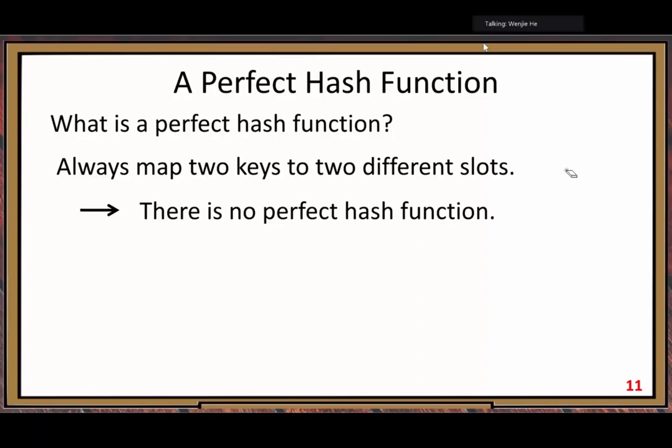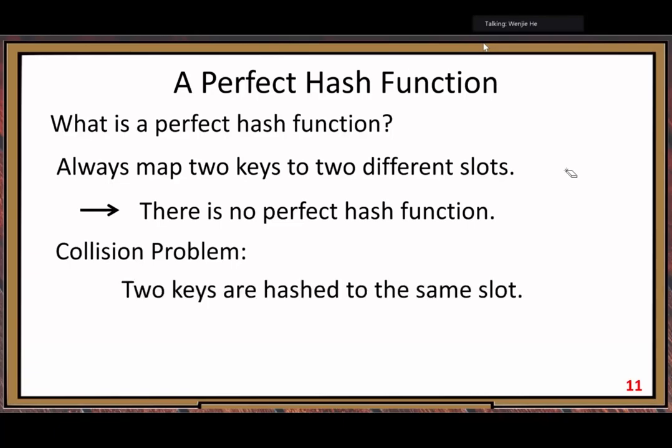But we want to control the percentage of the collisions. We want to make the percent of collisions very low. Then it's a good hash function. If the rate of collision is very low, then you have a good hash function. So the collision problem is that two keys are hashed to the same slot.